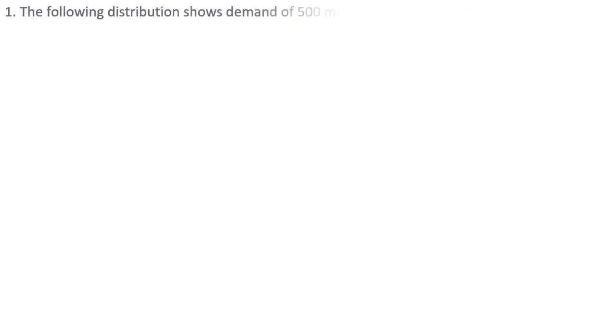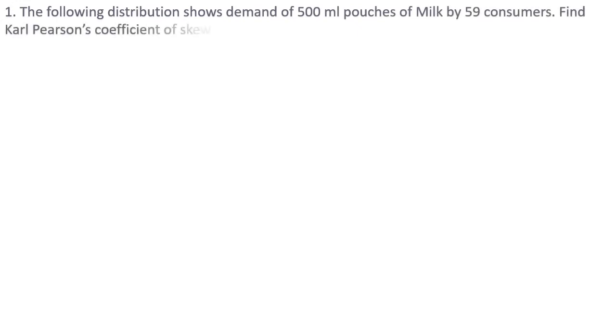I'm going to start with exercise 5.1. First question. The following distribution shows demand of 500 ml pouches of milk by 59 consumers. Find Karl Pearson's coefficient of skewness for the data. Okay, so we need to calculate Karl Pearson's coefficient of skewness for the data.